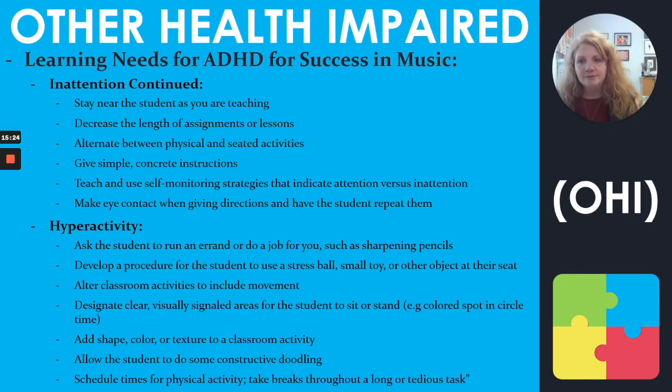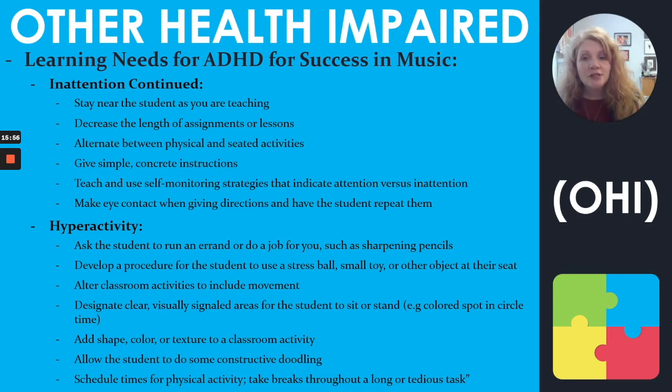Okay, hyperactivity. Ask the student to run an errand or do a job for you. Develop a procedure for the student to use a stress ball, small toy, or an object. Alter classroom activities to include movement, so that they're moving. Designate clear, visually signaled areas for the students to sit or stand. Sometimes these kids need that back left because they need to move. So let them stretch it out. Let them have a standing desk. Now, not that we have a lot of desk action going on because we're doing music, but if they need to stand, let them stand.